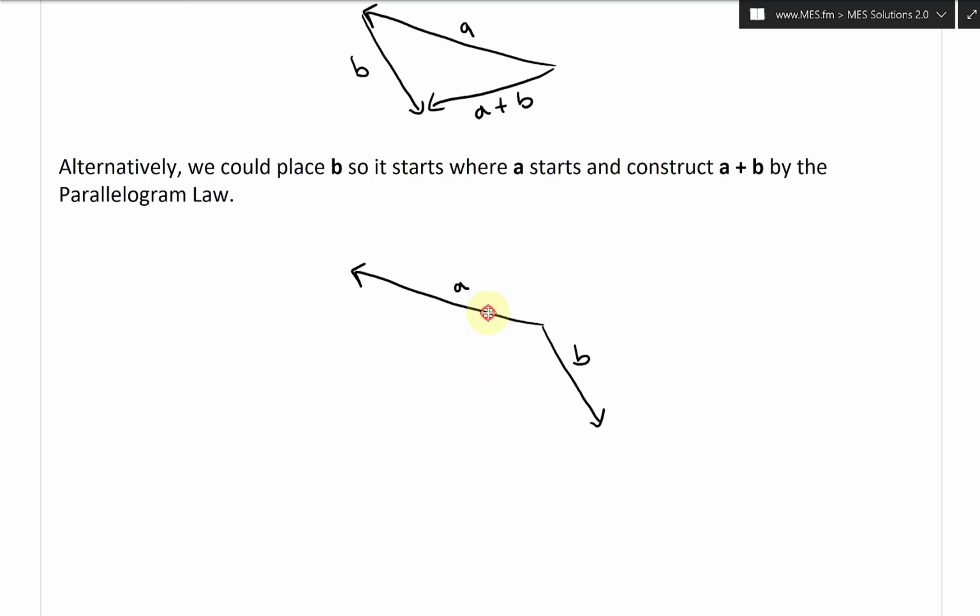And now we need to construct a parallelogram, so we'll copy this a. I'll do this. And then we need to construct that. This goes right at the tip here. Then we can copy the b.